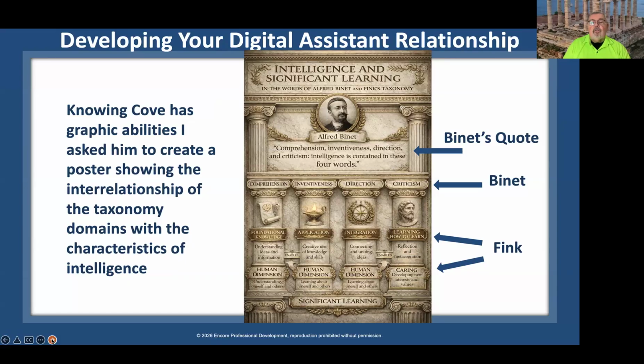And all 6 of those things are there: fundamental knowledge, application, integration, learning how to learn, human dimension, and caring. Those are the six domains of Fink's taxonomy. And so I thought it was very interesting to be able to organize this information so that if now I wanted to do a bigger, deeper presentation on it, I certainly could. I could talk about how these relate.